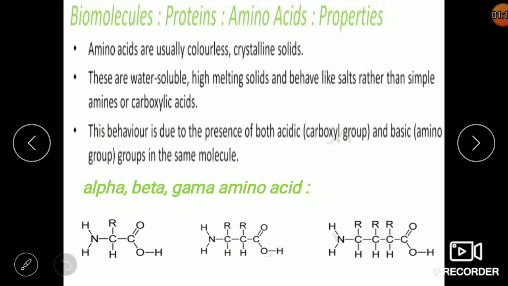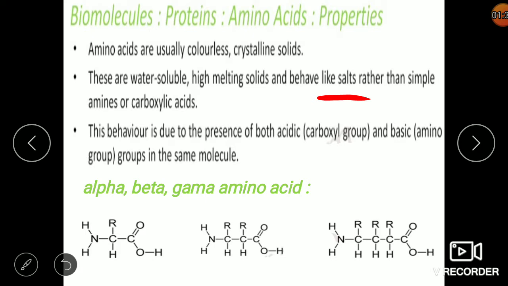Let's see some properties of amino acid. Amino acids are usually colorless crystalline solids. They are water soluble, high melting solids and behave like salt rather than simple amines or carboxylic acids. We'll understand why they act as salt rather than showing the acidic or basic character of amines and carboxylic acids.